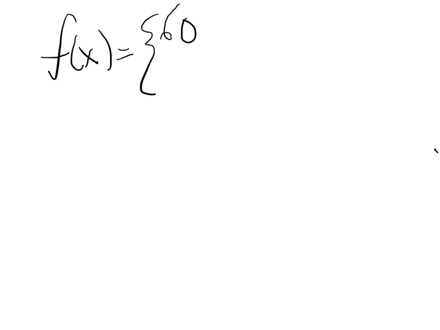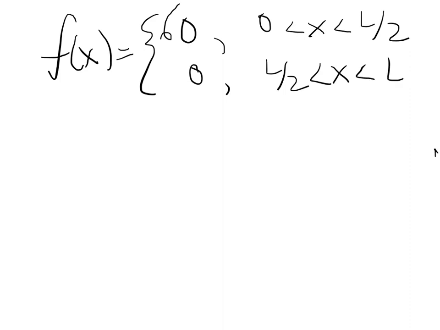Now let's talk about the piecewise function I mentioned earlier, and it's defined as follows. F of x equals 60 from 0 to L over 2, and 0 from L over 2 to L. Remember our boundaries being 0 and L. And f of x is going to be the expression for u of x comma 0, so at time 0, the initial condition as we specified.